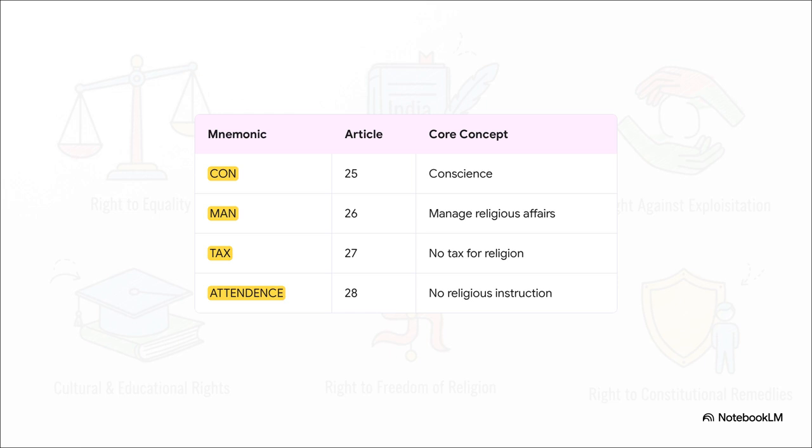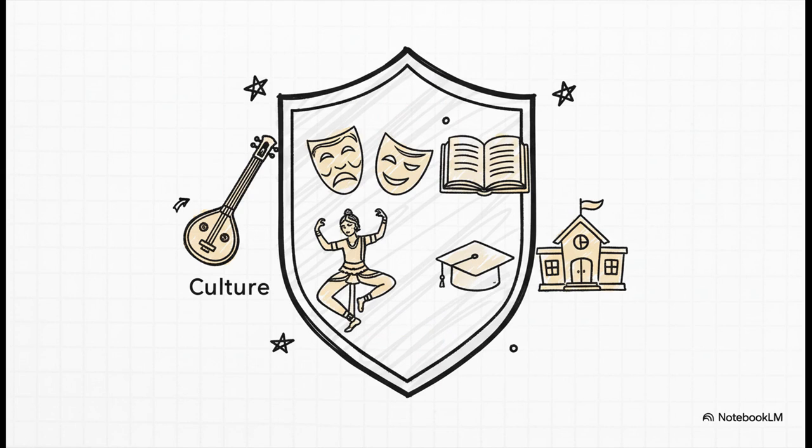See how that works? Now, the end of that sentence makes this next part almost too easy. The phrase hampers Indian culture and education literally points you to the next 2 articles. Article 29 is about protecting the interests of minorities, which relates to their culture, and Article 30 is the right of minorities to establish and run educational institutions. The mnemonic basically gives you the answer.